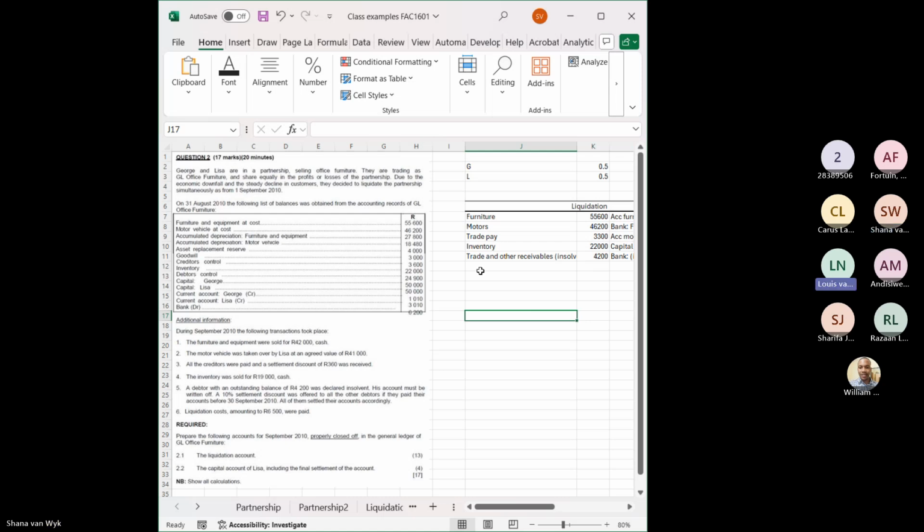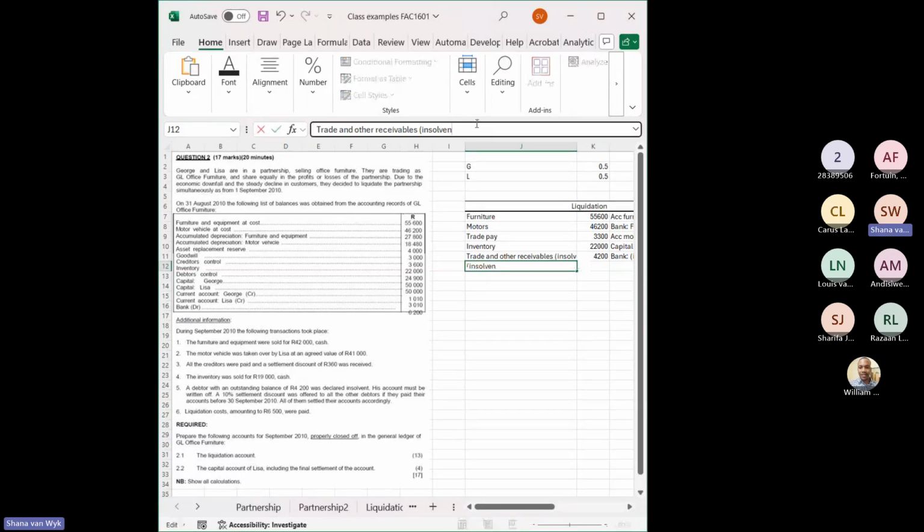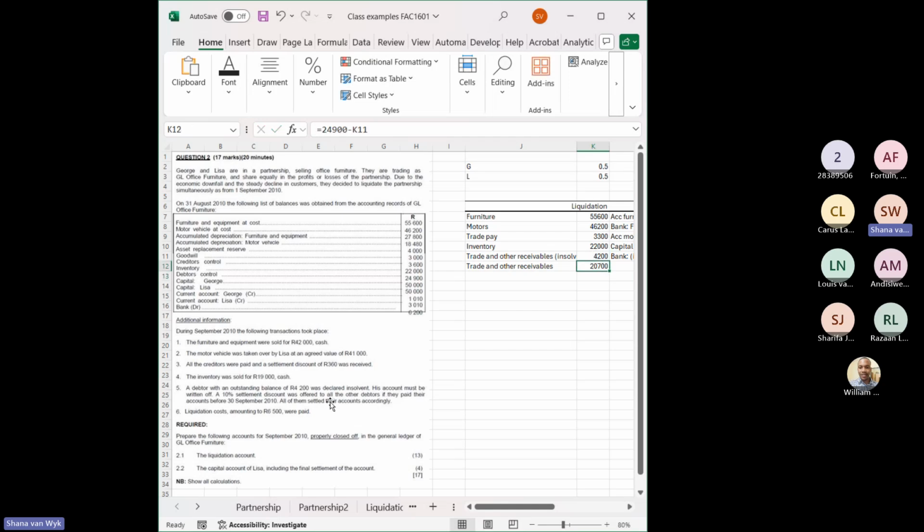That's correct. I did it separately now, but we can do it in one. It's fine. I'm going to do this now for the second line. I'm going to say here that debtors control, which is 24,900, minus this. Okay, this is what we have. But now all of them paid.